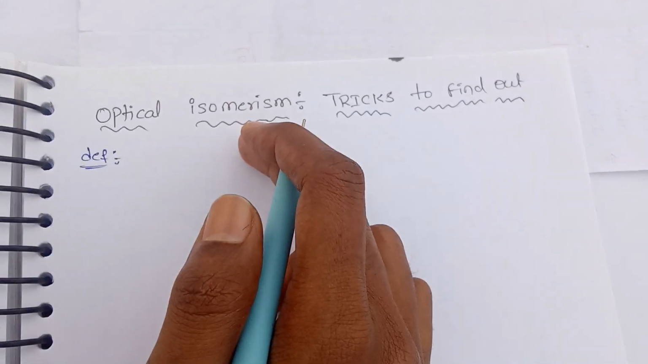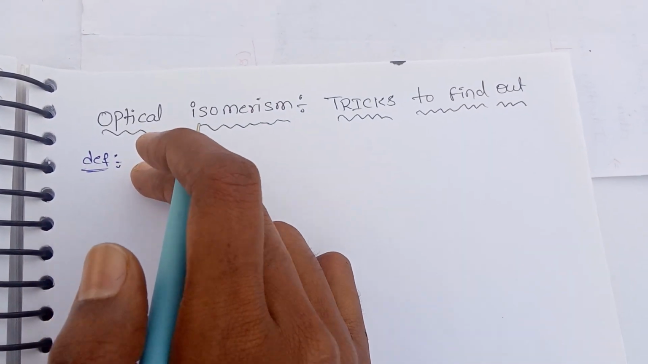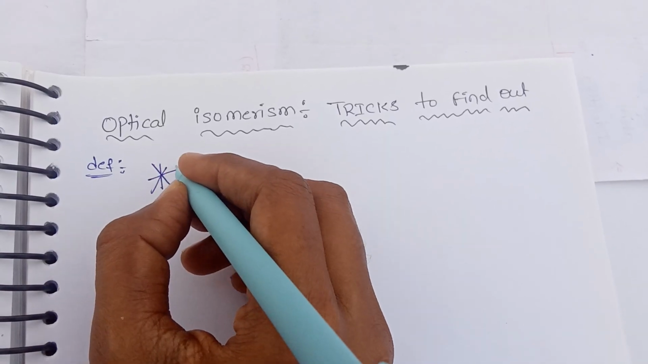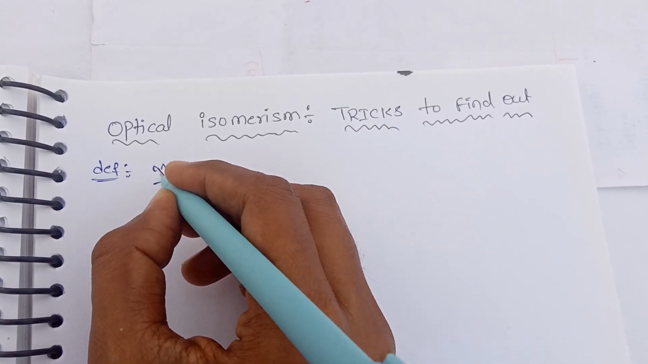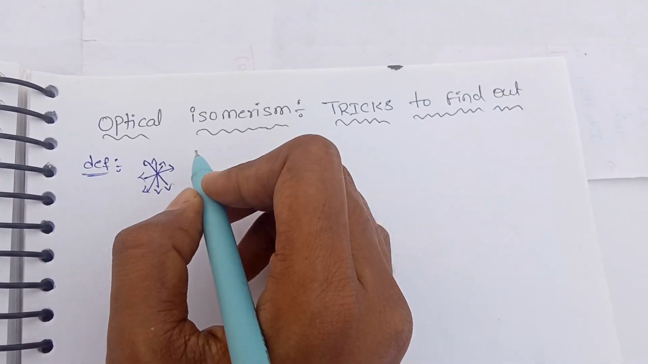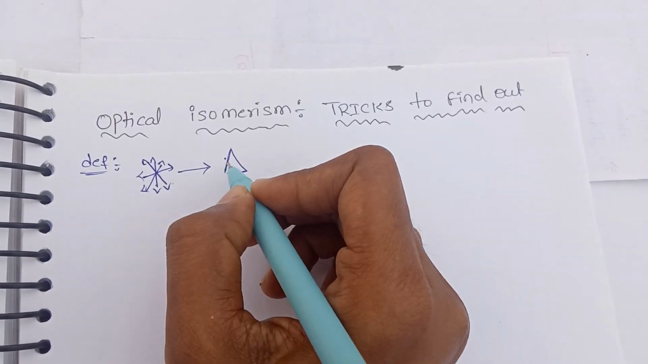First of all, what is optical isomerism? Coming to the definition. In this diagram, this is the plane polarized light. You have to take one plane polarized light, and this is passed to the prism.